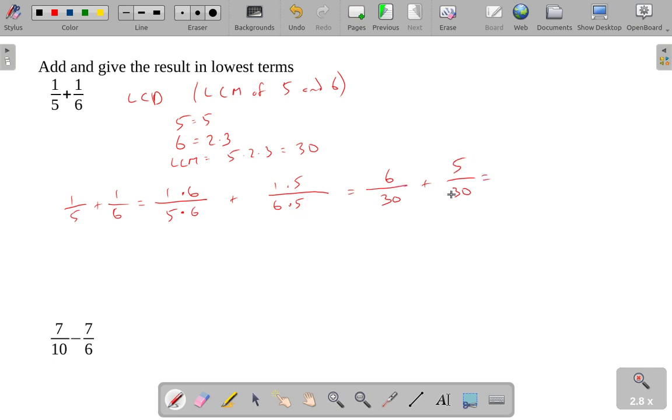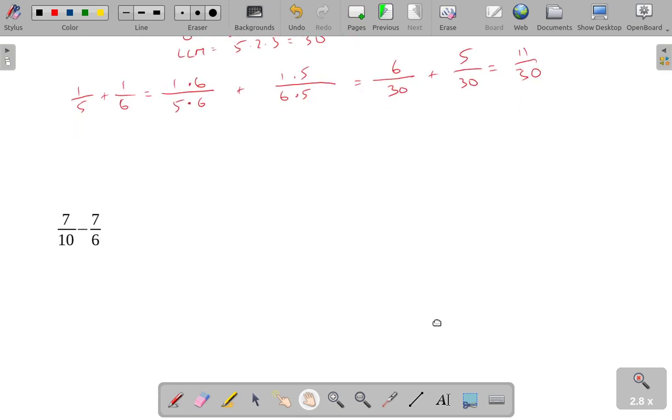Now when I add these together, which I can do because they now have the same denominator, I get 6 plus 5, which is 11, and this would be 11 over 30. I would want to check to make sure that this is in lowest terms, and I recognize 11 as a prime number. 11 does not go into 30, so that's how I know pretty quickly that that is already in lowest terms.